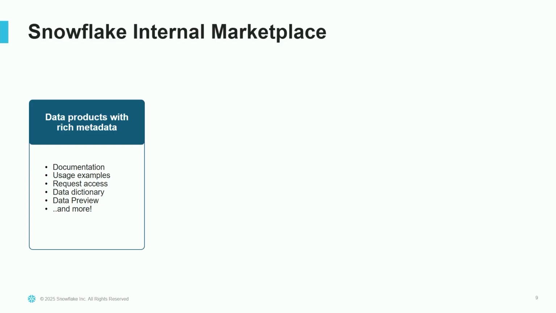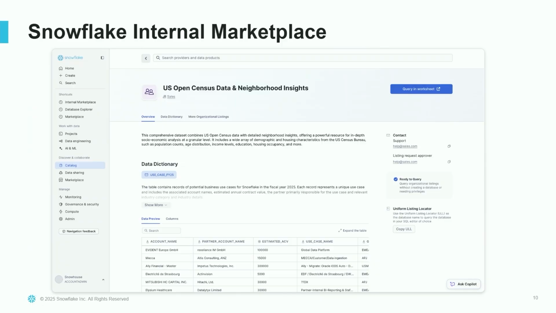So the first thing we talked about is data products and rich metadata. With internal marketplace, you have the ability to not just add data into the product, but also additional metadata like documentation, SQL examples, data previews, data dictionaries, contacts, and so on. So as you can see here, this is one of the data products, US Open Census data. You can see it has a preview of the data and some objects, but it also has a lot more information around the data dictionary, description.